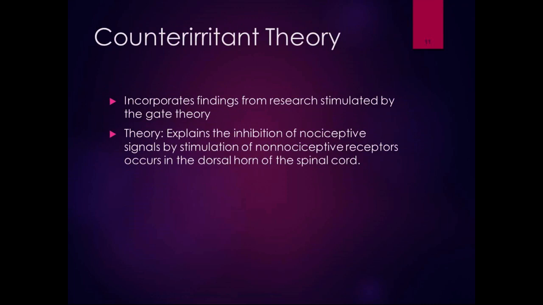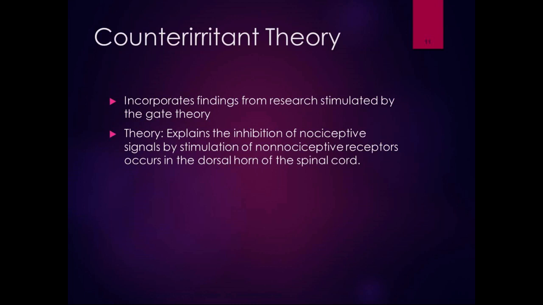The development of gate theory is called the counter-irritant theory. It incorporates findings from research that was stimulated by gate theory. And the theory behind the counter-irritant theory explains the inhibition of nociceptive signals by stimulation of non-nociceptive receptors, and it all happens in the dorsal horn of the spinal cord. So we talked about it last quarter, how you have those A delta and C fibers that are causing pain, and the A beta fibers, the mechanoreceptors, come in and they synapse with those C fibers and they close the gate, basically. That's our gate theory.